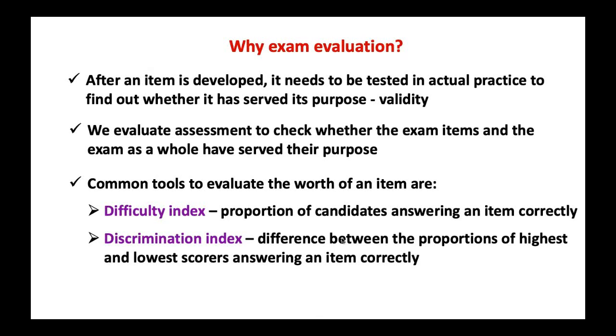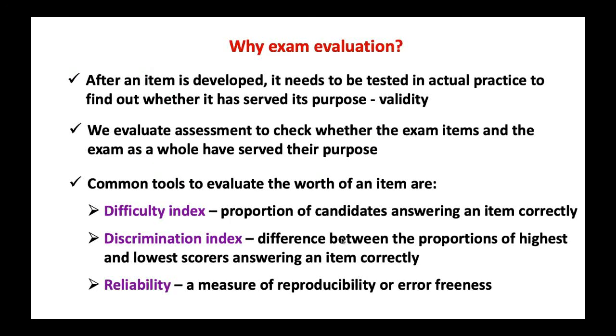I will show you the equation a little while later. So basically you are assuming that your good students will get a question right most of the time, and your bad students will get the same question wrong most of the time. So we are seeing whether this question can differentiate between good students and bad students. So what we do is we find out the proportion of the candidates from the good group who got the question right, and then we also see the proportion of the candidates from the bad group who got the question right. And the difference is the discrimination index.